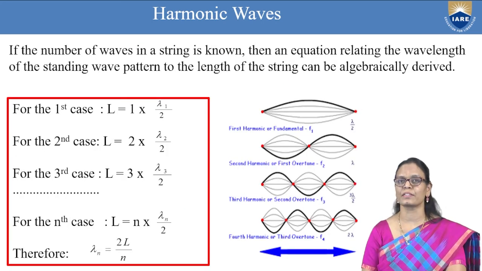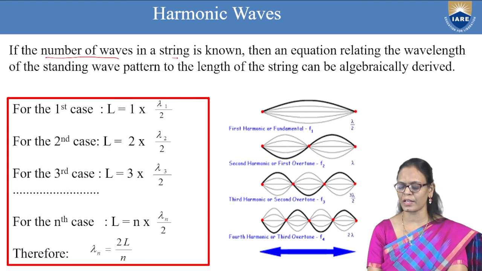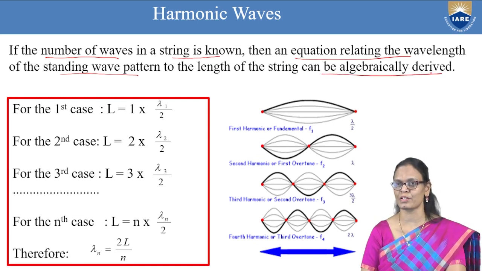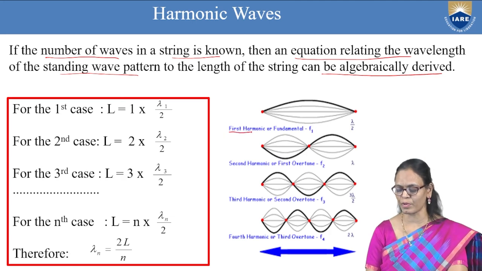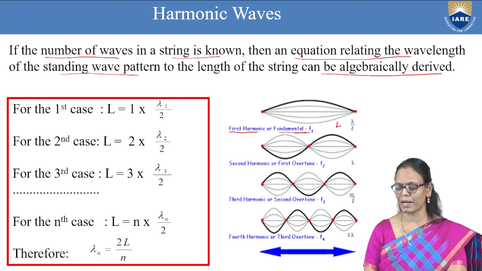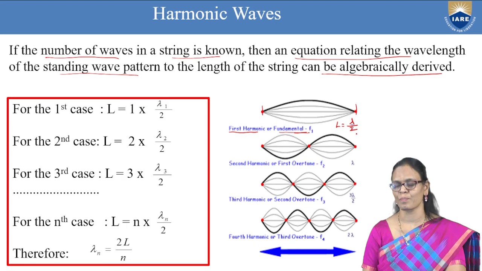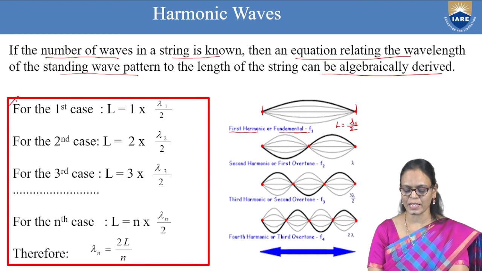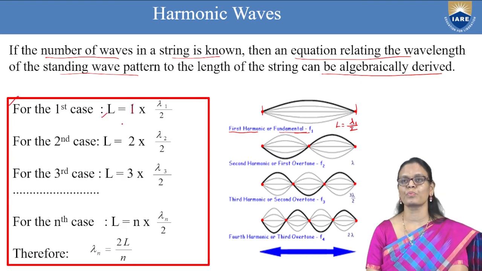So now let us try to write. If the number of waves in the string is known, then an equation relating the wavelength of the standing wave pattern can be algebraically derived. We can derive the expression. So for the first harmonic, let us call it the fundamental frequency F1. And what is the length given by? Lambda by 2, because it is the distance between two nodes, which is given by lambda by 2. So for the first harmonic, I'll call it lambda 1. So for the first case, L will be equal to 1 loop, 1 into lambda 1 by 2.